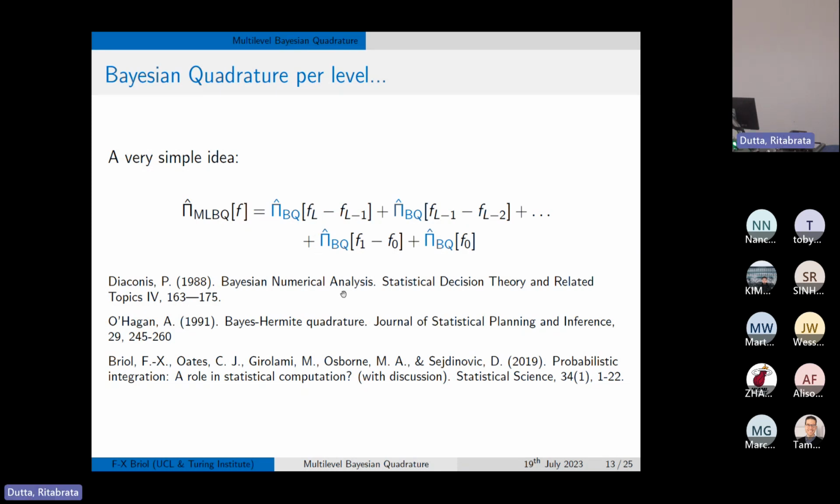Now, Bayesian quadrature has existed for a very long time. There are these classical papers by Diaconis and Tony O'Hagan from the late 80s, 90s. And there's also this more recent paper that I wrote where you can see an overview of the method if you're interested.